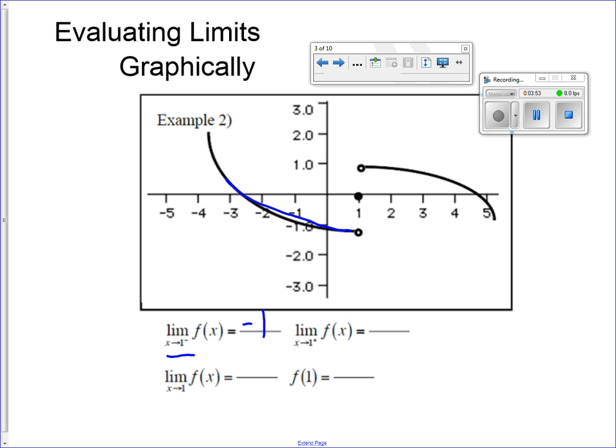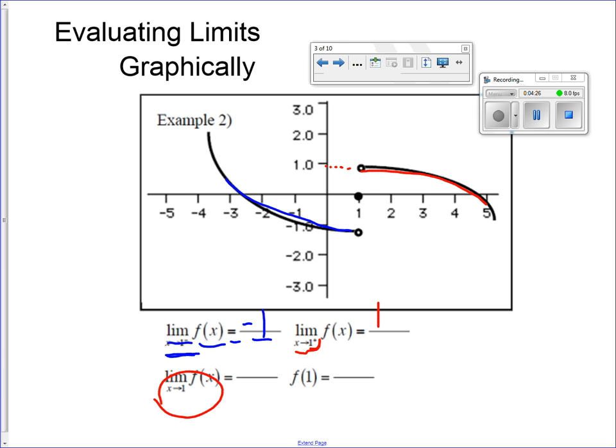So I would say the way to read this is that the limit as x approaches 1 from the left of f of x is -1. So each of those symbols translates into English. Similarly, I want to know what is the limit as x approaches 1 from the right. So I'm going to come in from the right side of the graph towards x is 1, and I see that my output is +1.